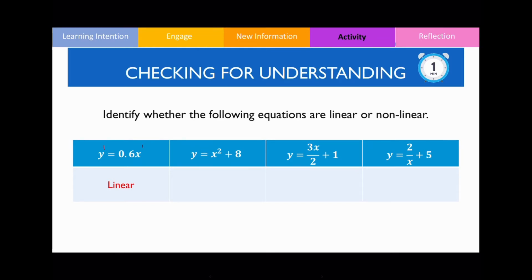In the second example, this is an example of a nonlinear relationship. More precisely, this is an example of a quadratic since the highest power is not equal to 1. When you have a power that's not equal to 1, this will clearly indicate that it's going to be nonlinear. The third example will be a linear since the highest power is 1. And for the very last example, since the variable x is found in the denominator, this is going to be an example of a nonlinear equation.